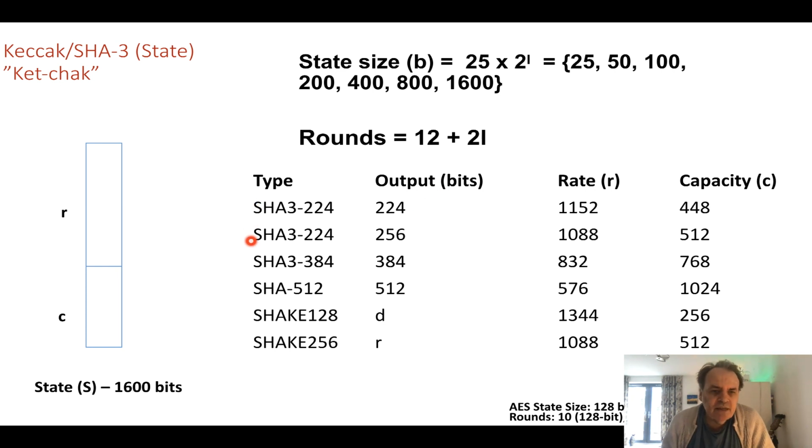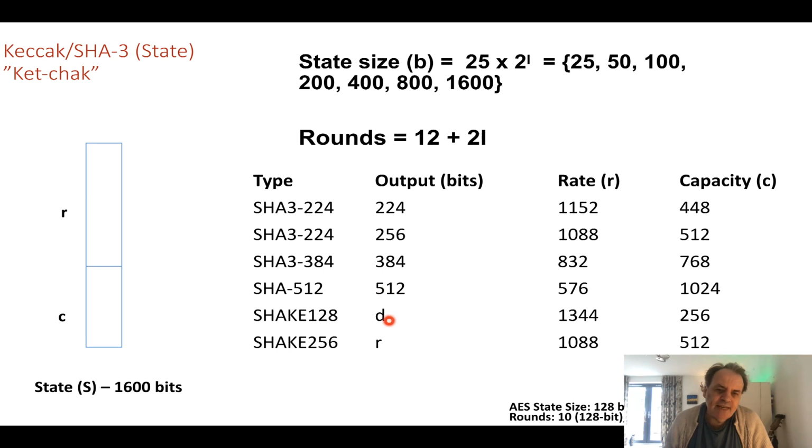So for the state, we have a value called a rate value and a value called the capacity value. This value plus this value equals 1600, and we split them up. The rate we'll use to exclusive OR with the message, and the capacity is then used to merge in with a function, and we'll see how that works in a little minute. So the outputs are fixed here for these SHA methods. Related to this should be 256, related to the output size required.